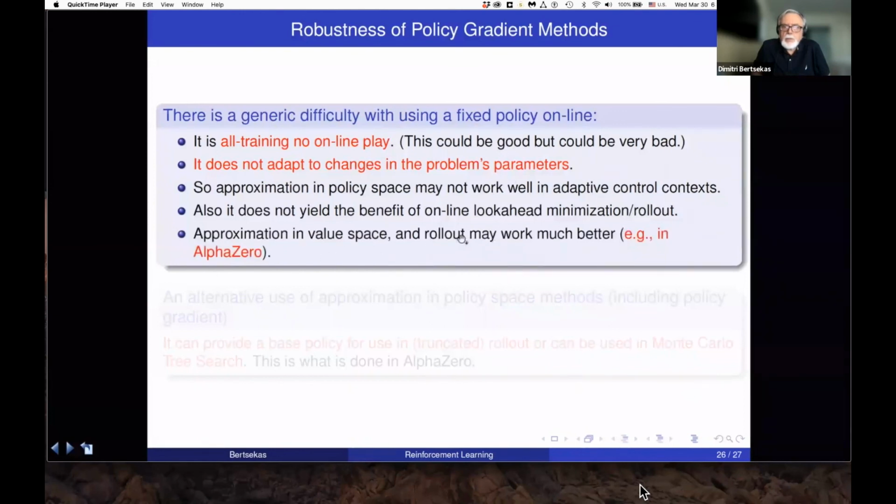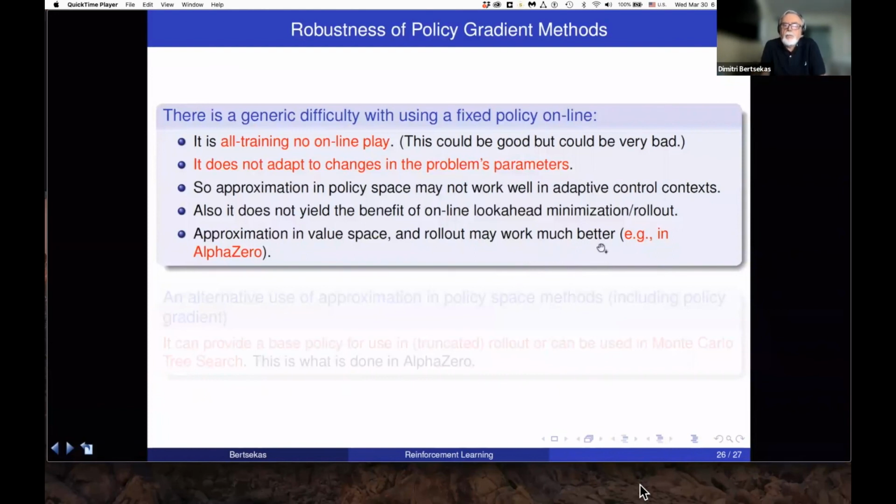And in particular, rollout with this fixed policy may work much better than the policy itself. And the best example I can think of is AlphaZero. You remember that AlphaZero, through very vigorous training with lots of parallel computation hardware, yields a position evaluator, which is like an approximate cost function, and also trains a policy network, a policy to play online.